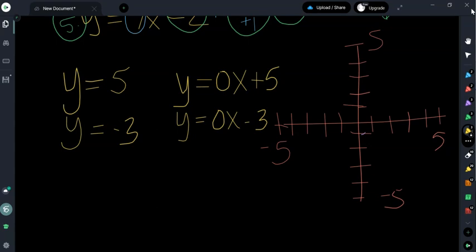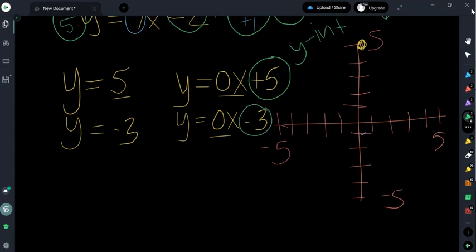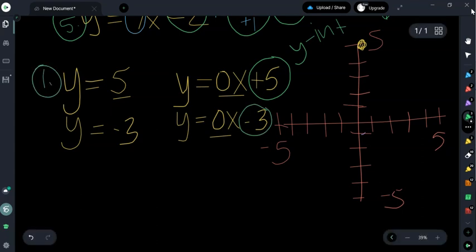So what this is saying is no matter what you plug in for x, y is always going to be this value. So I'm going to put a point at y equals 5. That's my y-intercept, right? Would this not be my y-intercept? Same thing for this equation. This is my y-intercept. So for the first equation, y equals 5, I'm going to put a dot at 5. That's my y-intercept, and my slope is 0.